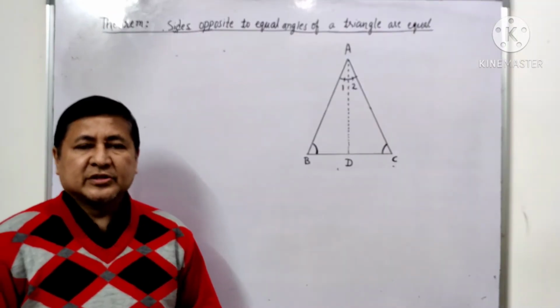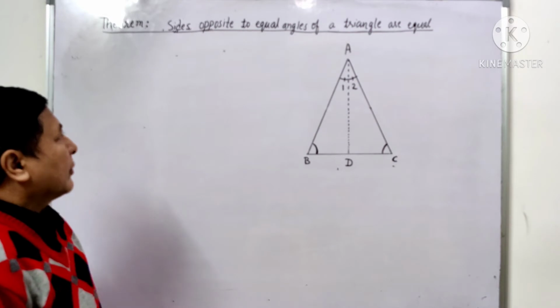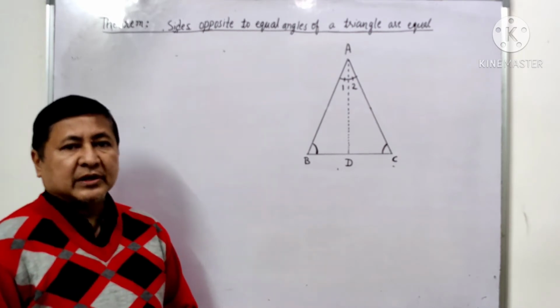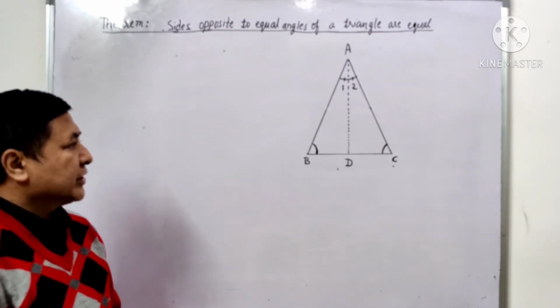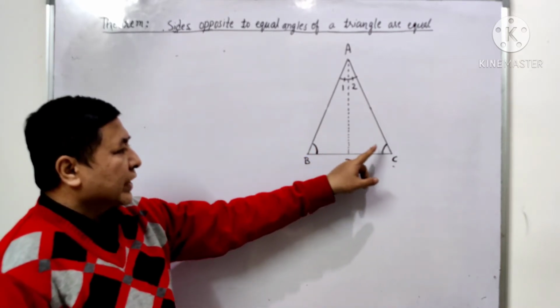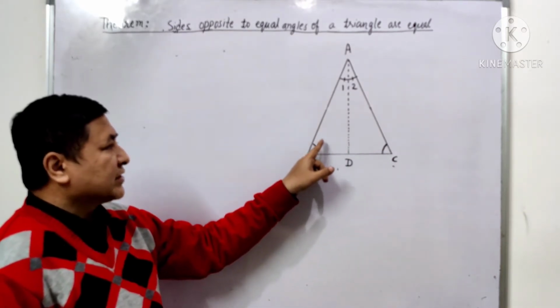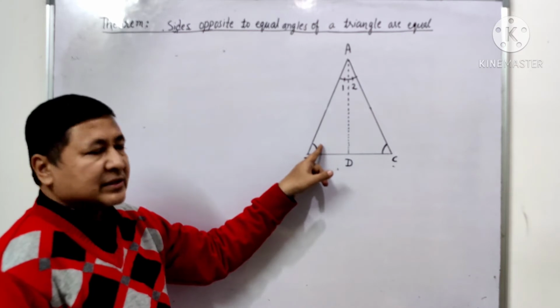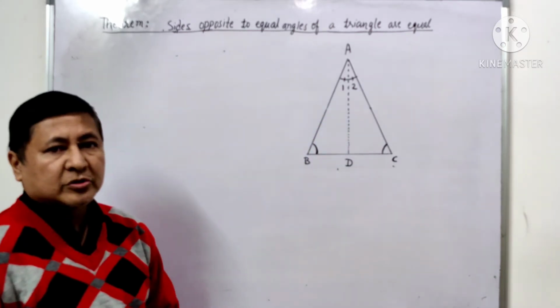Now let us take the second theorem. Sides opposite to equal angles of a triangle are equal. Now in this question it is given that these two angles are equal, and we have to prove that the sides opposite to these two equal angles, that is AC and AB, are also equal.